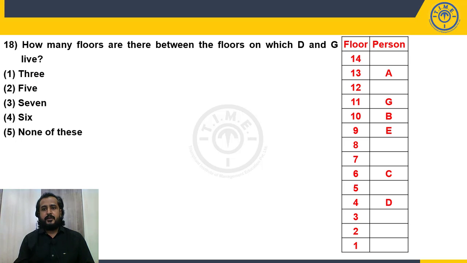How many floors are there between the floors on which D and G live? D is on the 4th floor, G is on the 11th floor. How many are there? 1, 2, 3, 4, 5, 6. 6. Answer is 6, but the choice is 4.